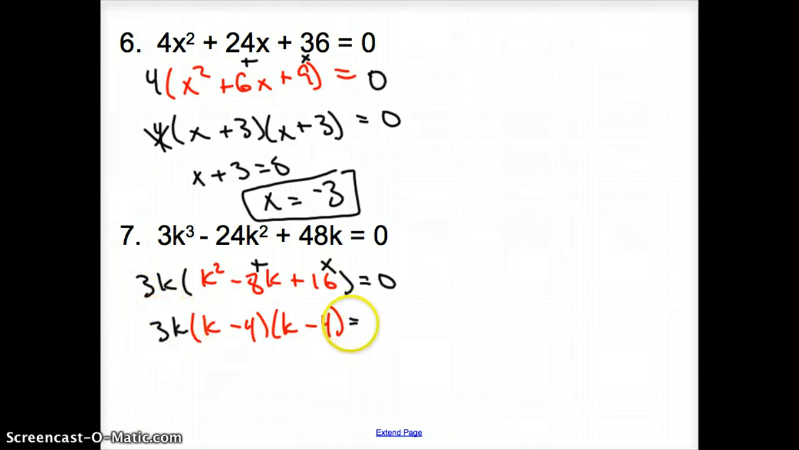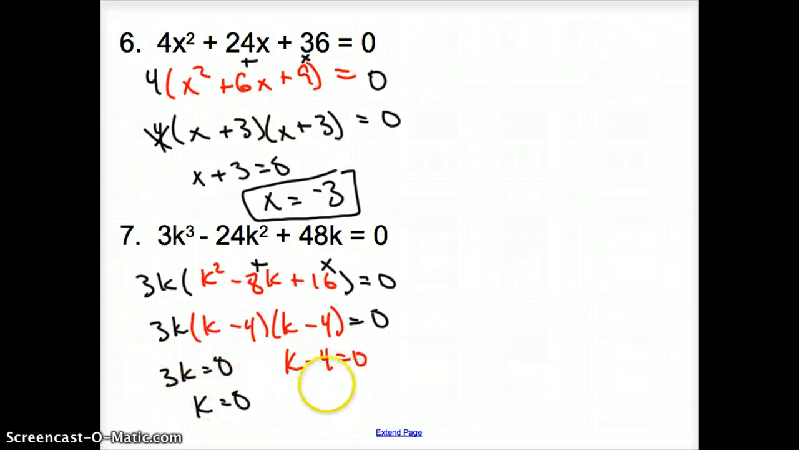This all equals 0, but now we have k minus 4 equals 0, but we also have the 3k, and there's a variable attached, so we have to go 3k equals 0, all right? Very important. 3k equals 0, divide by 3, so k equals 0, add over the 4, so k equals 4. So we have two solutions for this guy, k equals 4 and k equals 0.